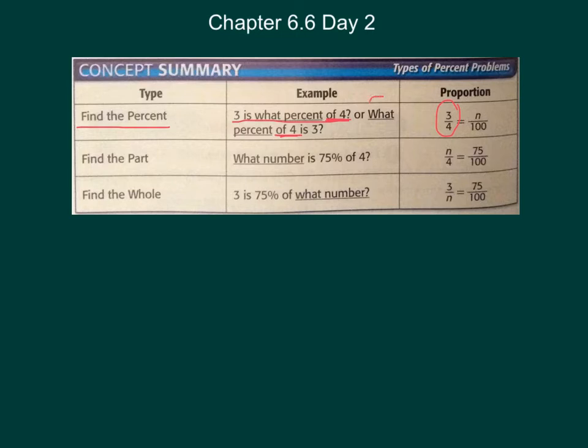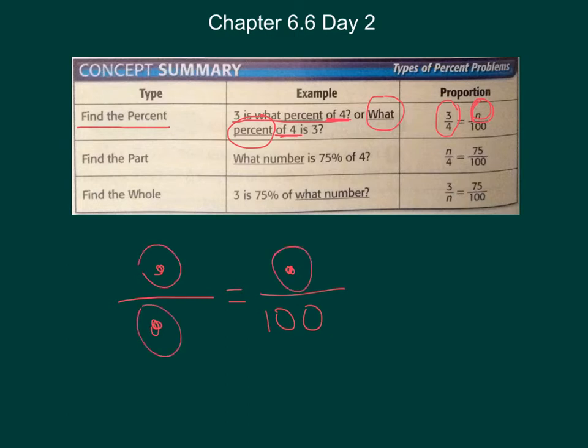When it says what percent, you know that your unknown, in this case they use n, is going to be over 100. Remember that I told you every single one of these problems is going to have something over something equals something over 100. So you just have to figure out which parts go where.